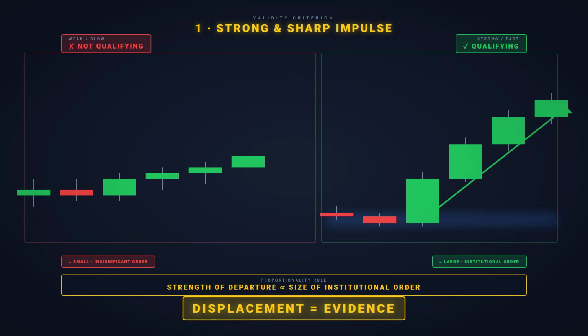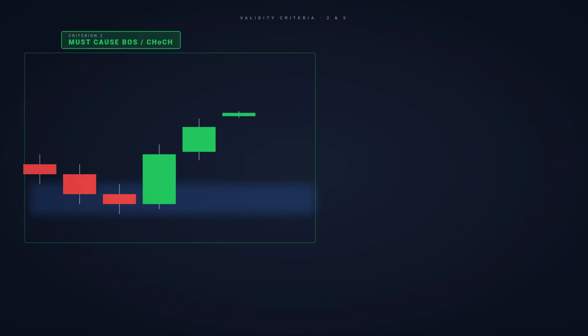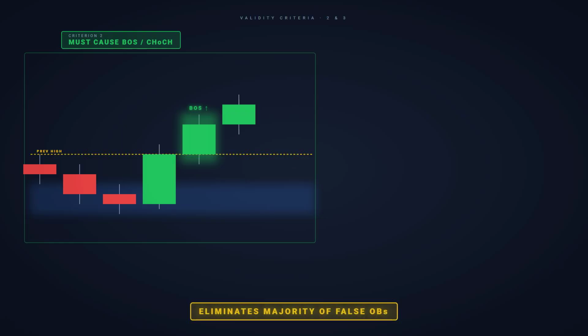Criterion 2, the move that originates from the OB must have caused a break of structure or a change of character. This is the structural filter, and it's the most important criterion for separating real OBs from random candles. Cause and effect. If a genuine institutional order is placed at scale inside that candle, the resulting impulse will be strong enough to break a structural level. That's what institutional size does. It moves the market. If the move from your potential OB didn't break any structural point, the order inside it wasn't large enough to matter. The OB is structurally unconfirmed. You don't mark it. This criterion alone eliminates the majority of false OBs that clutter most traders' charts.